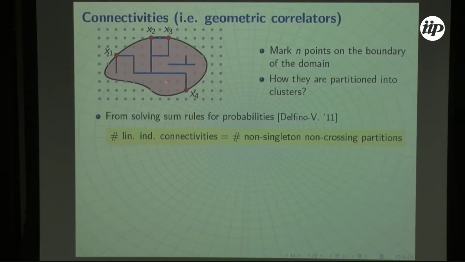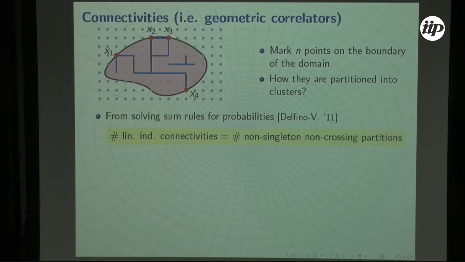Okay, so what are the observables that I'm going to calculate? So suppose that we have some random process inside this finite domain of the plane. The observables which I want to calculate are connectivities. Namely, they are probabilities that some certain set of points at the boundary are connected together. So for instance, if I have 4 points at the boundary, I can ask the question, what is the probability that there is a cluster which connects all of the 4?